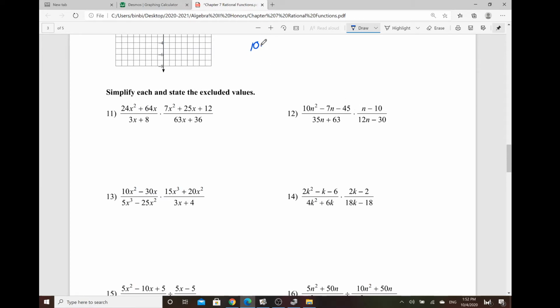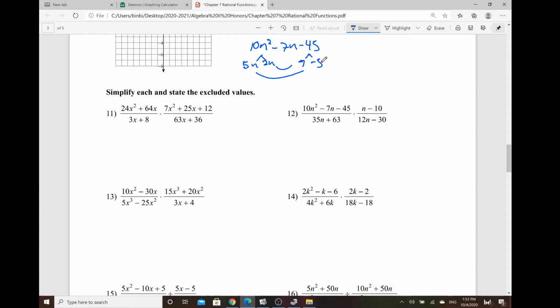If you cannot do it mentally, you can always show the work by using the smiley face method, the one that I explained before. So 10n squared is just like 5n, 2n. And then negative 45, we have either negative 3 and 15, or negative 15 and 3, or negative 9 and 5. Try to get those two numbers as close as possible. So let's try negative 9 and 5 and see what happens. Let's put in negative 5 here and 9 here.